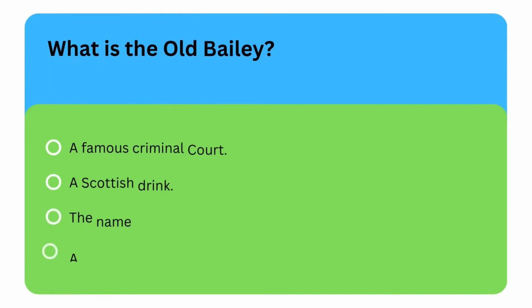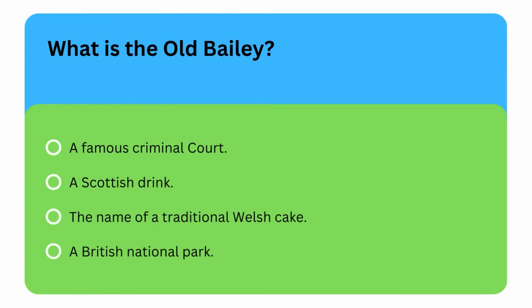Next question is, what is the Old Bailey? Options are a famous criminal court, a Scottish drink, the name of a traditional Welsh cake, or a British national park. So the correct option is first option. It is a famous criminal court.